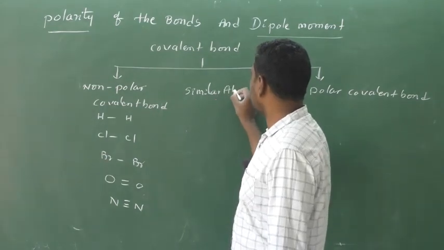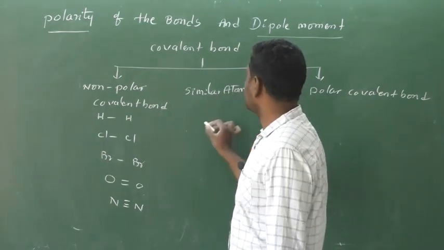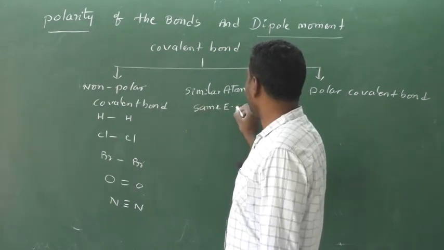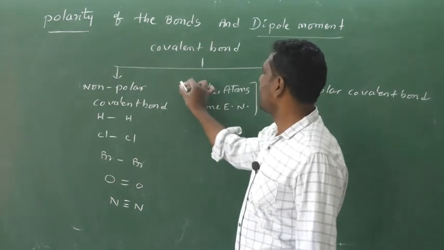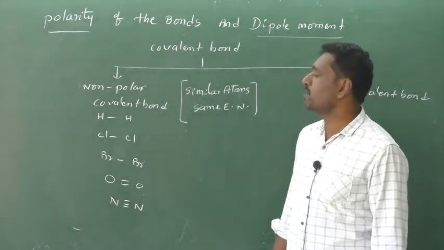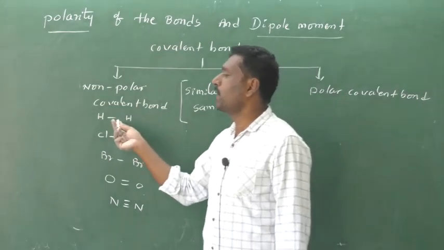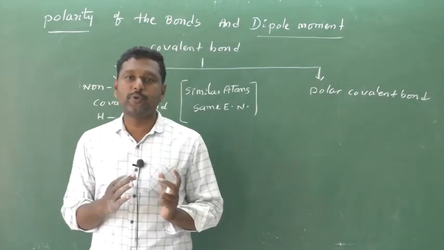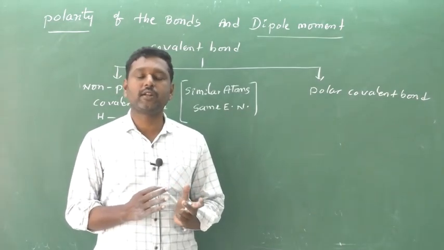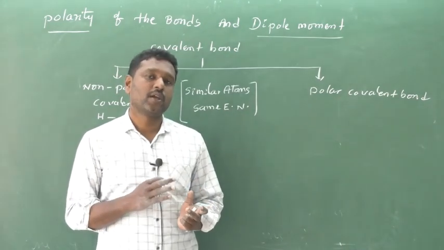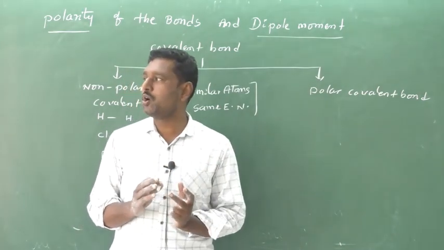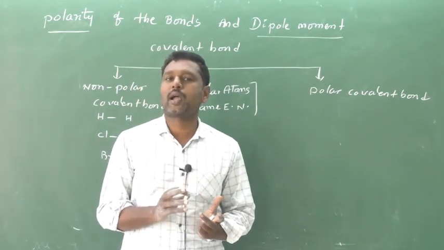Similar atoms have the same electronegativity. If they have the same electronegativity, the bonded pair is equally distributed between the two atoms. Therefore there is no polarity between the atoms.